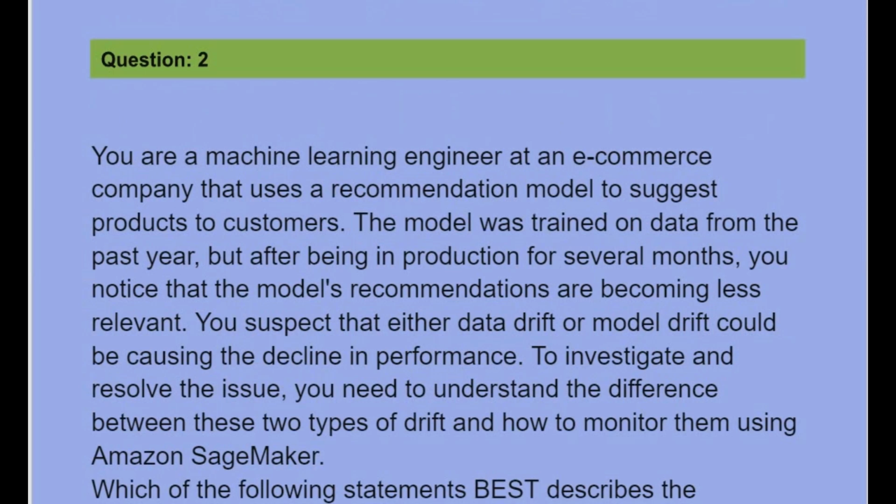Question is, you are a machine learning engineer at an e-commerce company that uses a recommendation model to suggest products to customers. The model was trained on data from the past year, but after being in production for several months, you notice that the model's recommendations are becoming less relevant. You suspect that either data drift or model drift could be causing the decline in performance. To investigate and resolve the issue, you need to understand the difference between these two types of drift and how to monitor them using Amazon SageMaker.